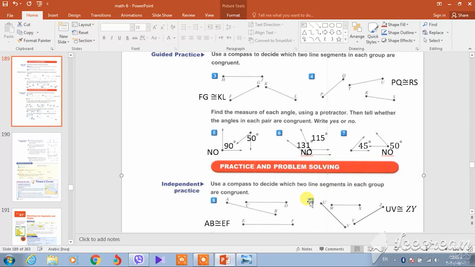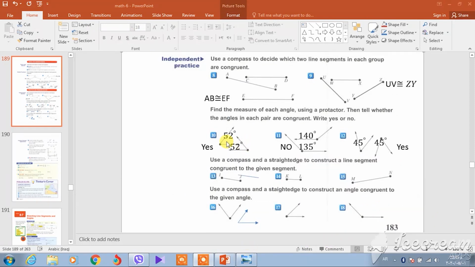And there we have line segments WX, UV and YZ, which ones are congruent? If you look, line segments UV and YZ are congruent, student. And now we solve question 10. We have 2 angles. First we need to find the measures, and after that identify whether they are congruent or not. If congruent, you write yes. If not congruent, write no.